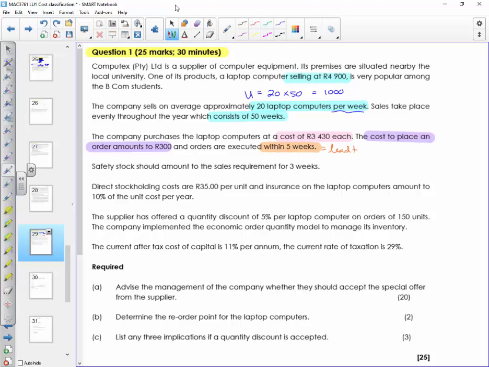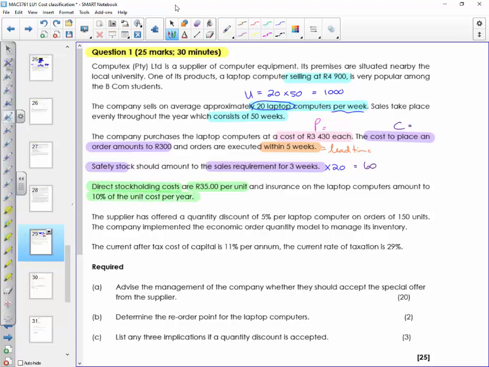So when you're reading a question, you are seeing what they could ask you. Cost to place an order, the purchase price of the computer. You've got the idea. The safety stock would be the sales requirement for 3 weeks. If we use 20 laptops per week, then 3 times 20 is 60, which would be the safety stock.